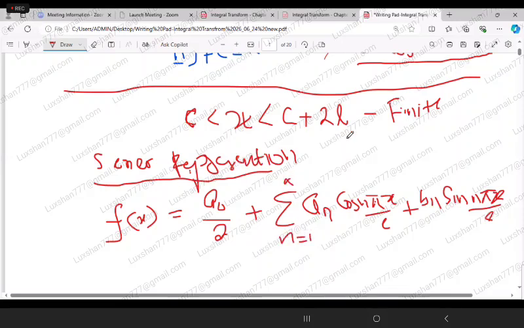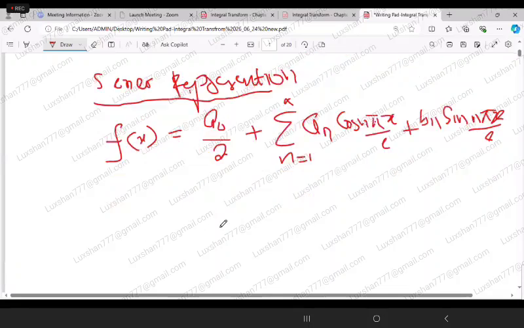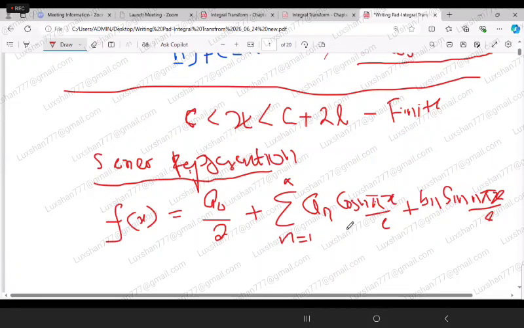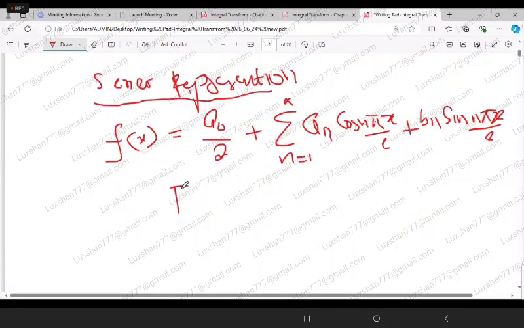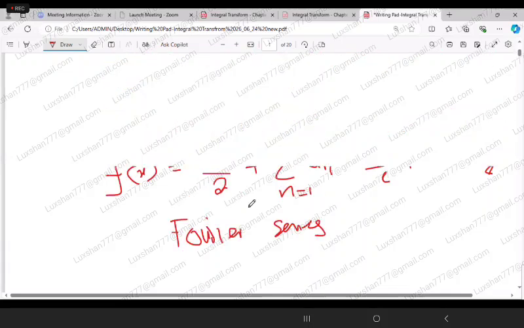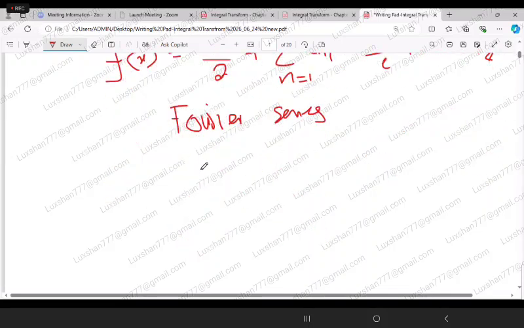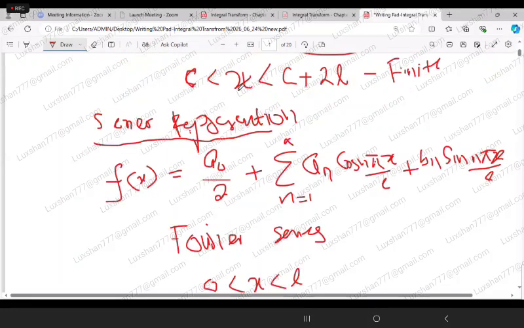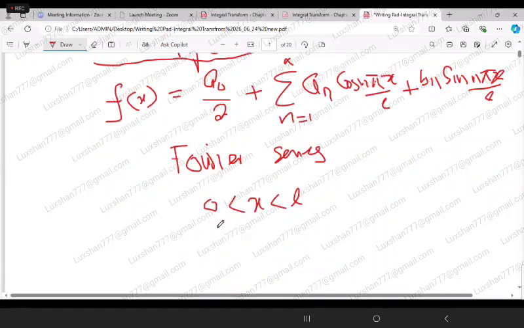When the range is finite, we have a series representation. This is called the Fourier series. Now, if the range is 0 to L, actually this is the full form: c less than x less than c plus 2L. Here this is actually half.